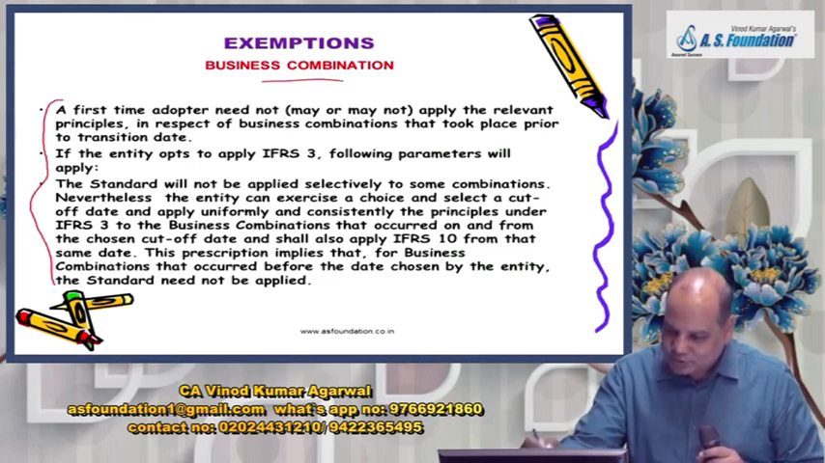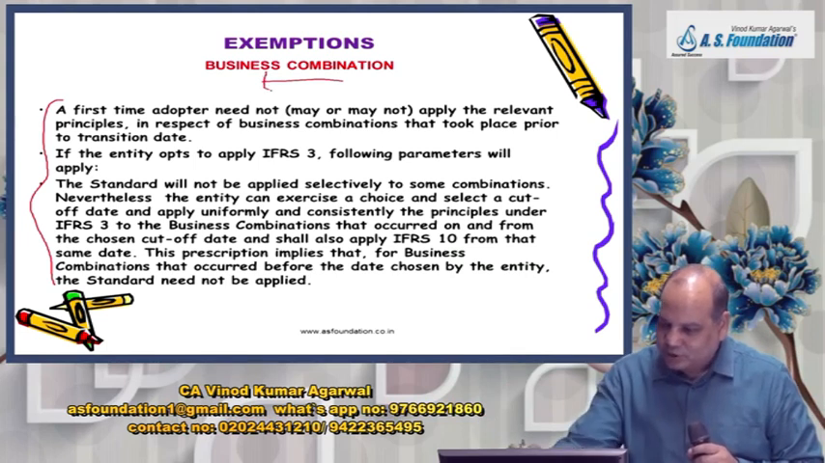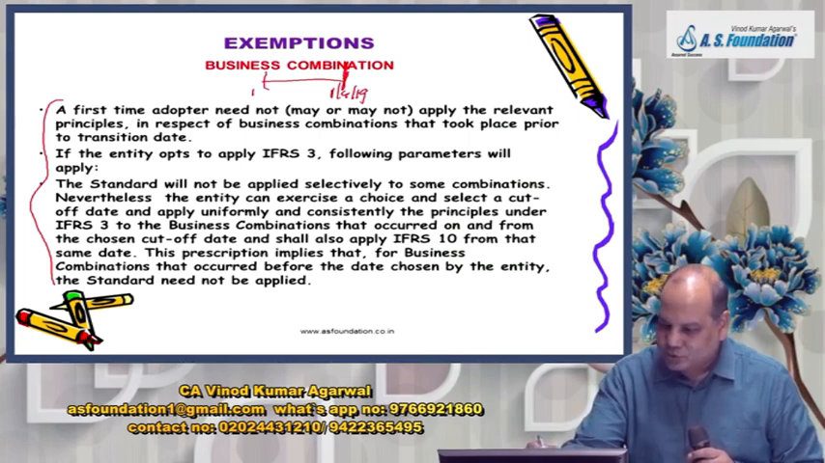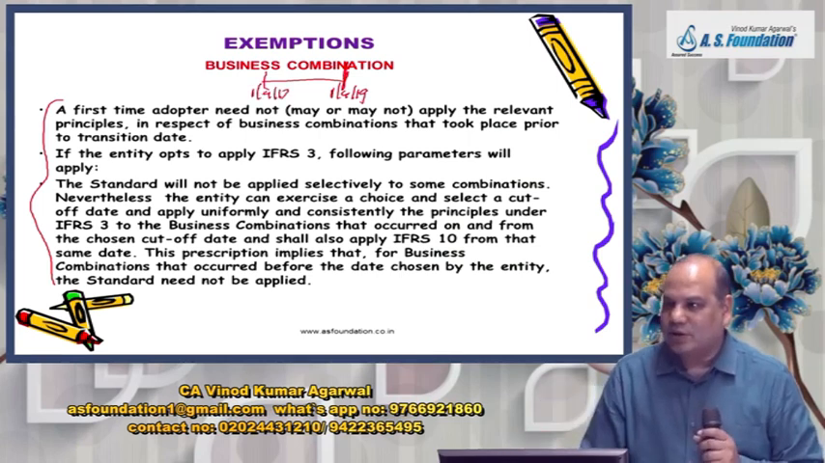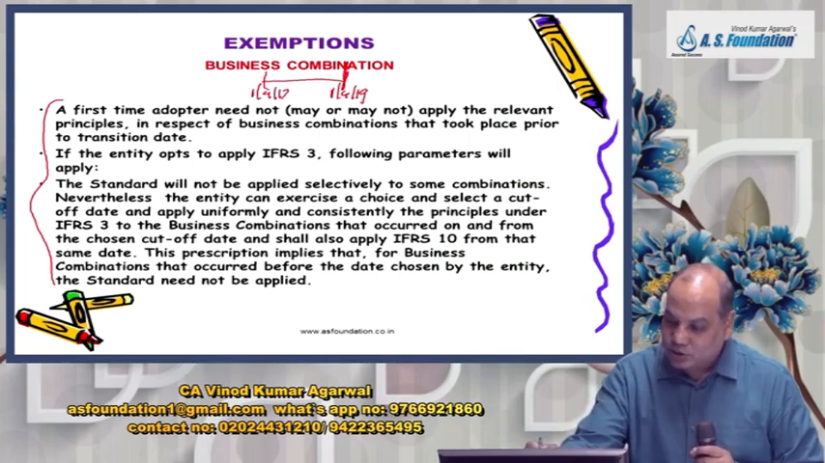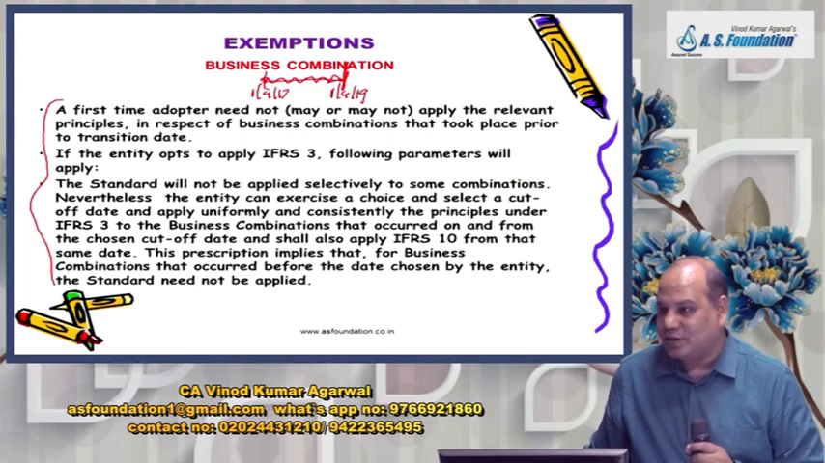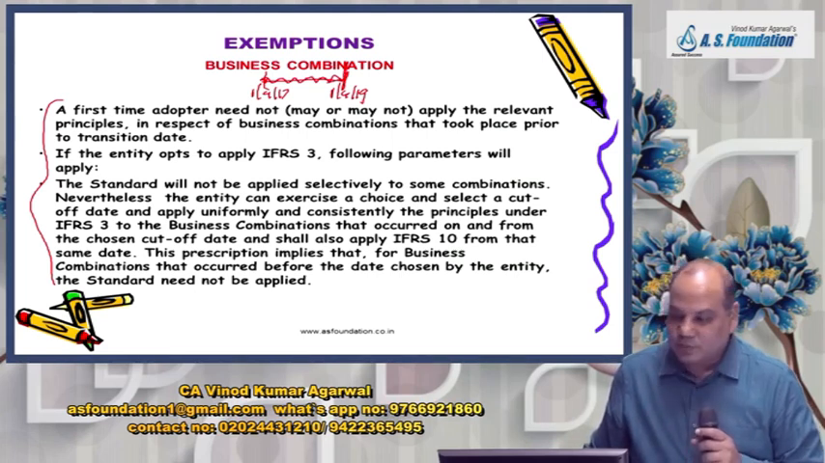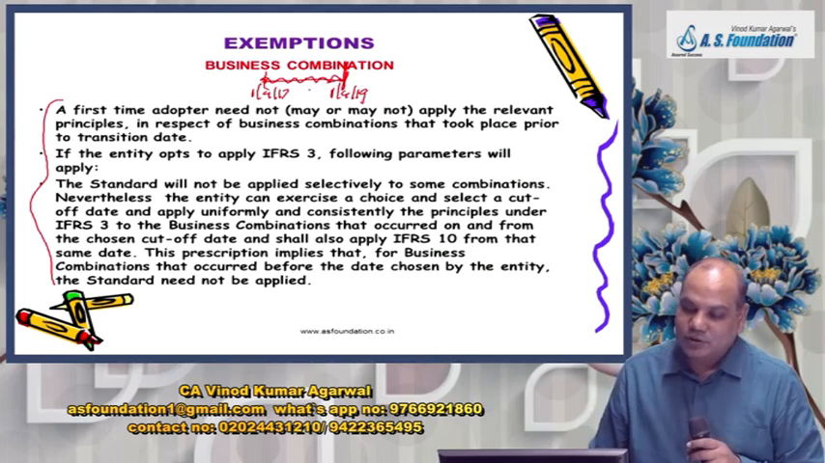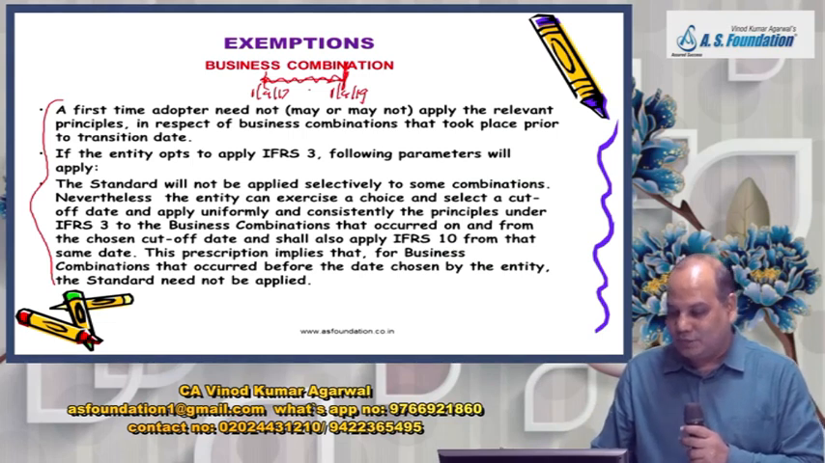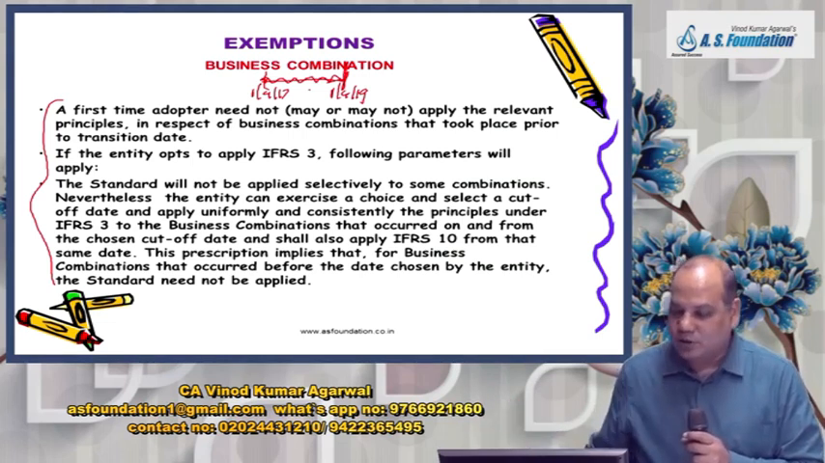Okay, you say this is my cutoff. My date of transition is 1/4/19. So I choose 1/4/17 as my cutoff date. And then once I choose this date, 1/4/17, all business combinations effected on or after this date, you have to give retrospective application. So your goodwill calculation, your NCI calculation, assets and liabilities calculation, deferred tax calculation, all will be given retrospective effect from the chosen date.